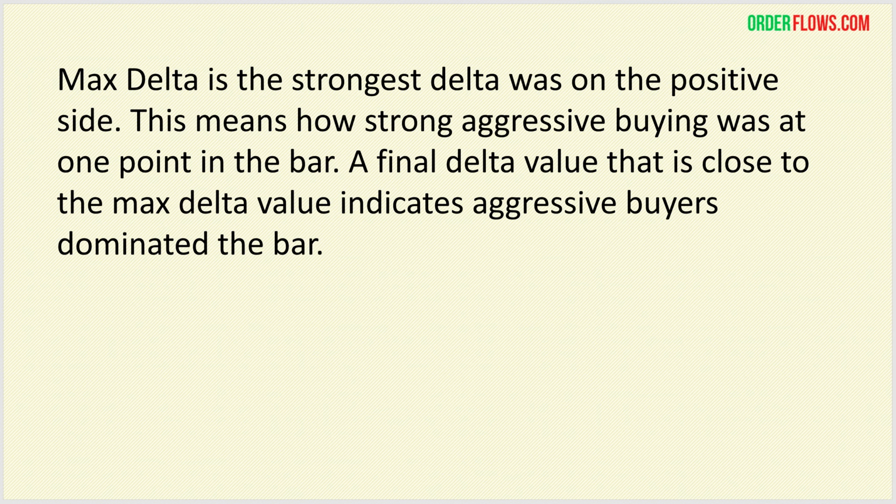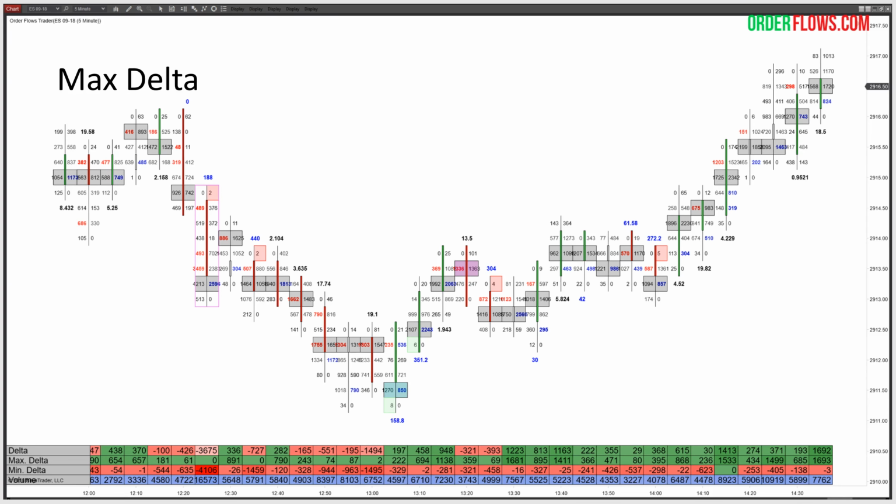Now a final delta value that is close to the max delta indicates aggressive buyers basically dominated the bar, especially if you've got a small min value number. All right, so max delta is usually going to be the second line. On my software, it is the second line after I clean it up on what numbers I want to look at.